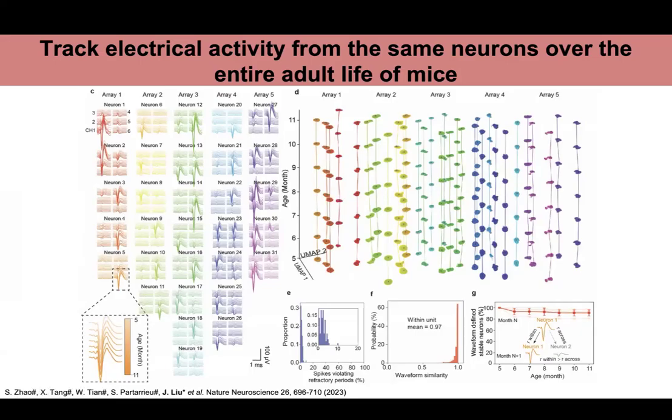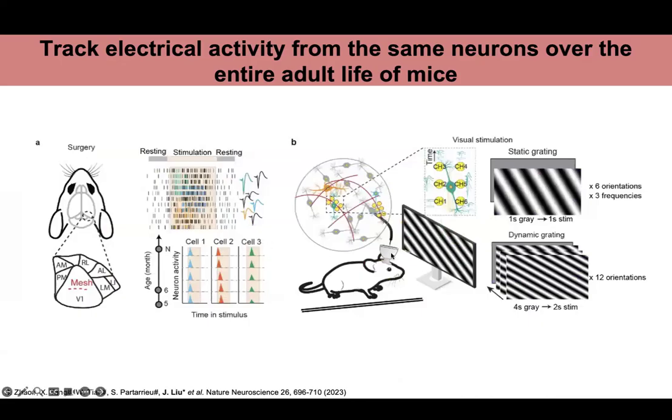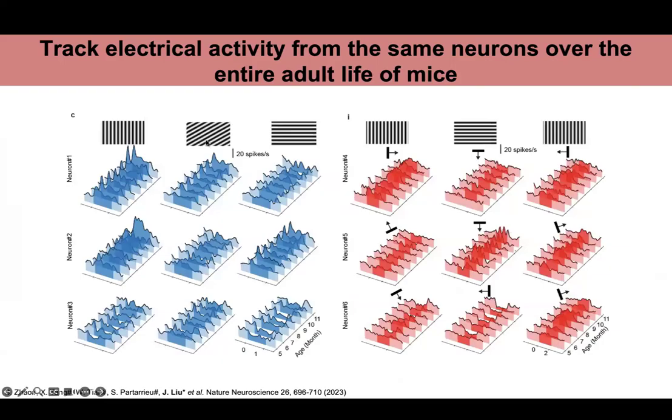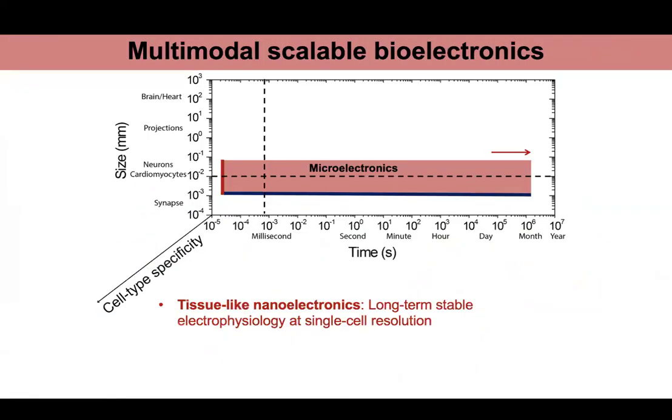To further prove that we can capture activity from the same neuron, we also tested the representation stability of orientation-specific neurons by using dynamic gratings at different angles projected into the animal's eye and looking at the cellular activity from the visual cortex. We found that the representations of those orientation-specific neurons to different dynamic gratings are also stable over the long term, over a 7-month recording. So together we show that by designing electronics with tissue-like properties, we can enable this long-term stable electrophysiology from the same neurons in behaving animals.